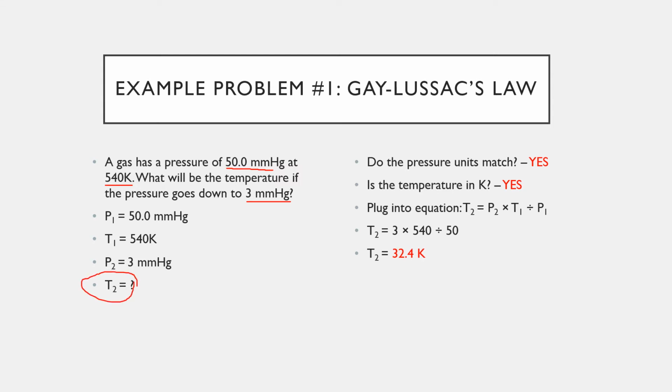So what you do is you ask yourself first, do the pressure units match? They're both in millimeters of mercury, so yes. Is the temperature in Kelvin? It is. Now you can plug those numbers into the equation to solve for T2, which is P2 times T1 divided by P1. So plug in your numbers and solve. Your answer will already be in Kelvin.